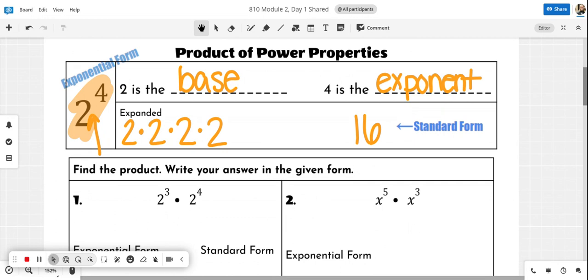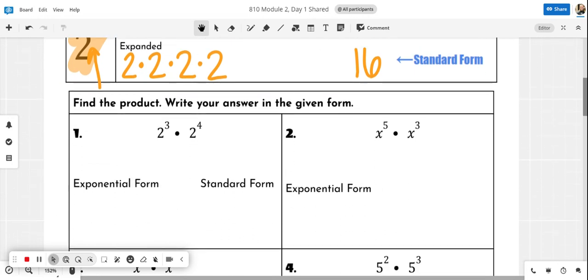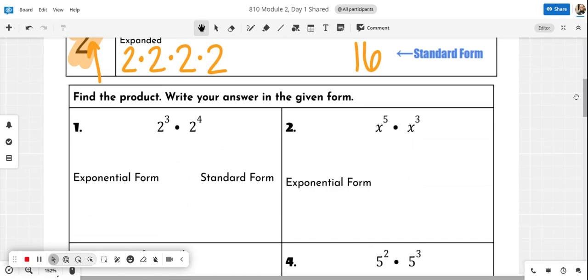We're going to move on, and we're going to try to actually simplify some. So notice on 1 and 2, it says exponential form and standard form. So exponential form is we're going to write our answer still with exponents. We're just going to simplify it. And standard form is the actual number. So first things first, let's break it down.